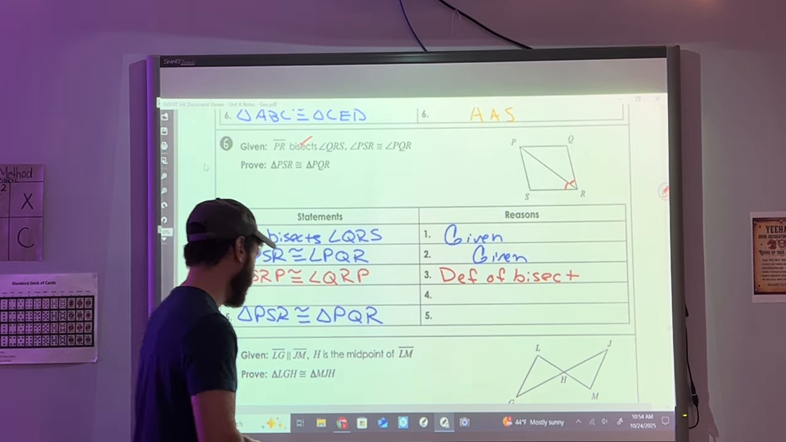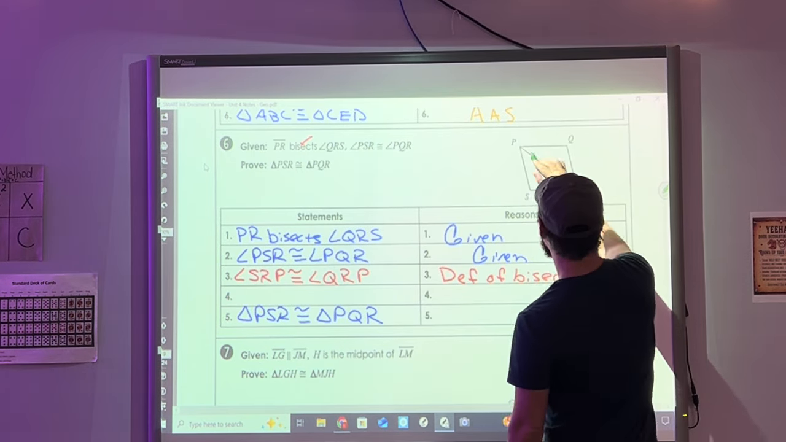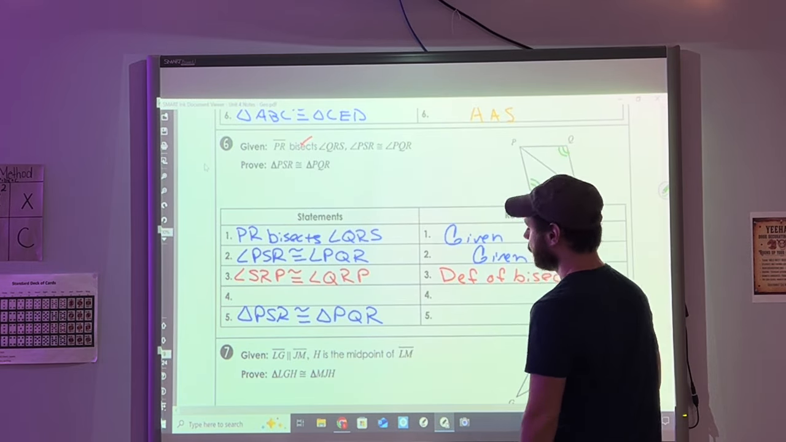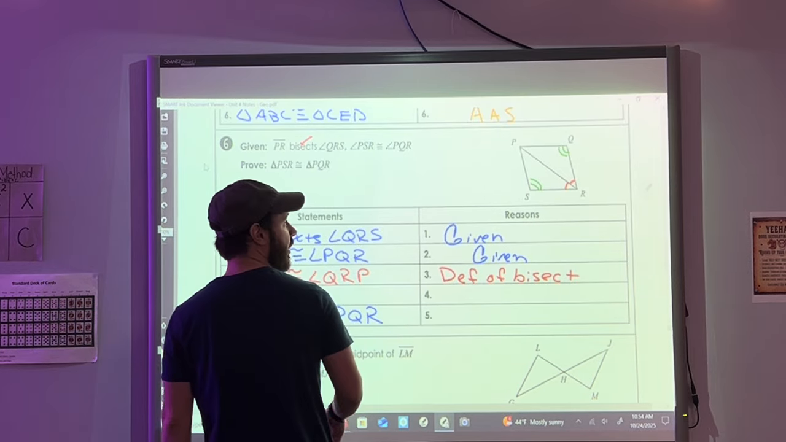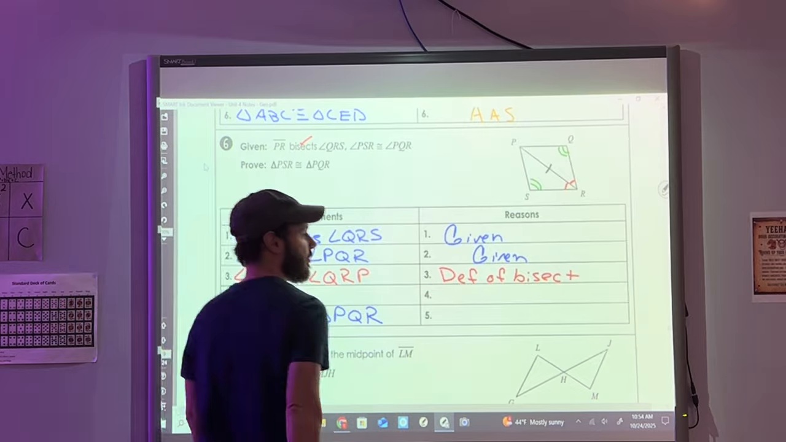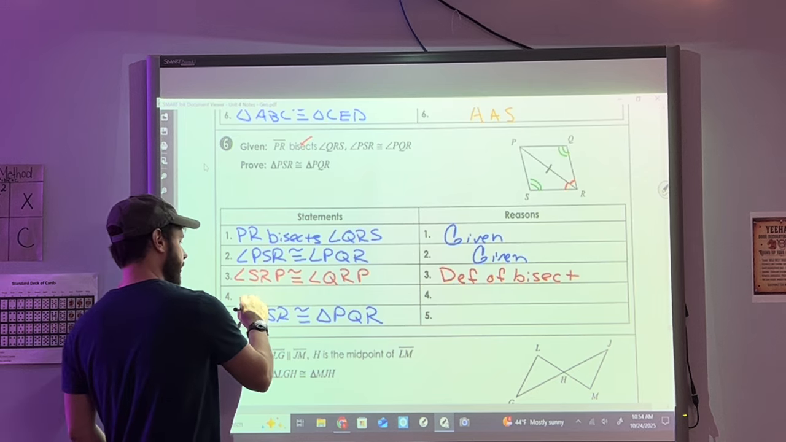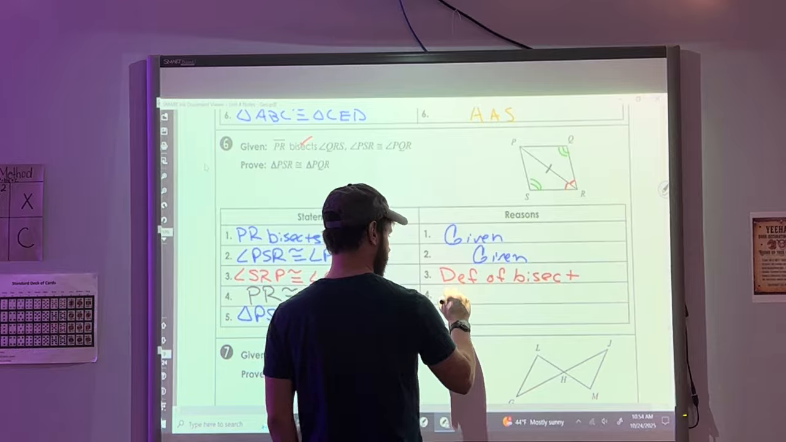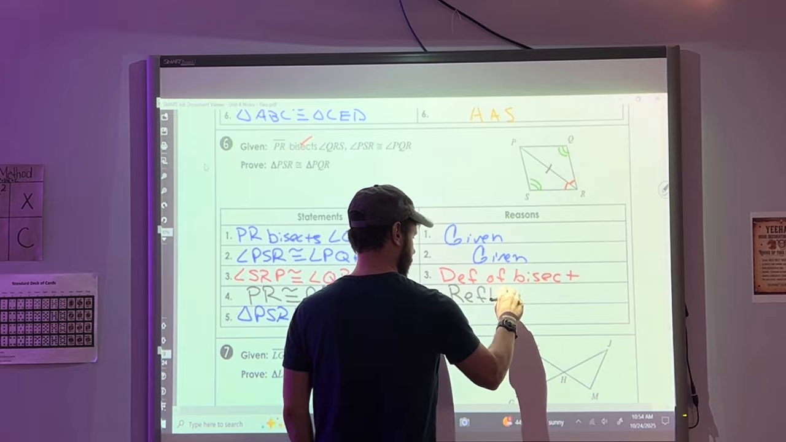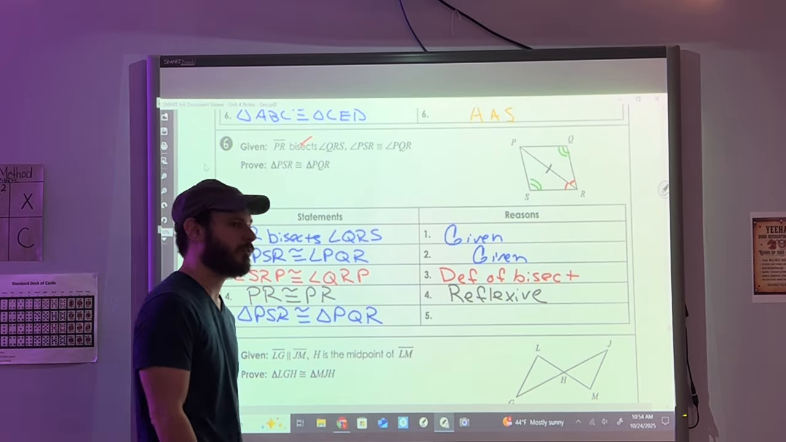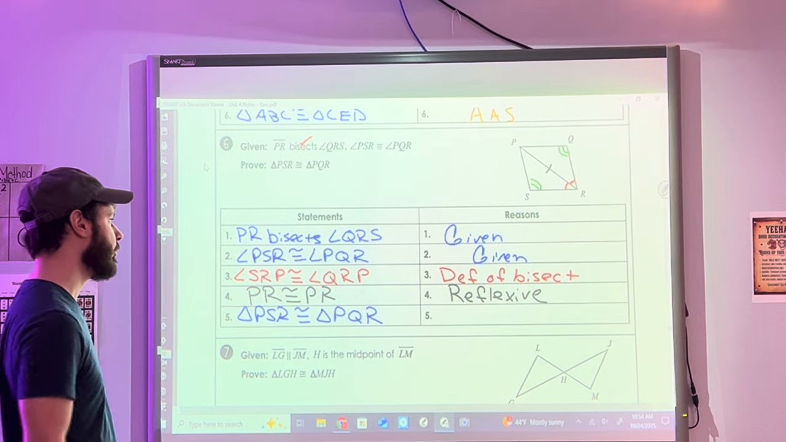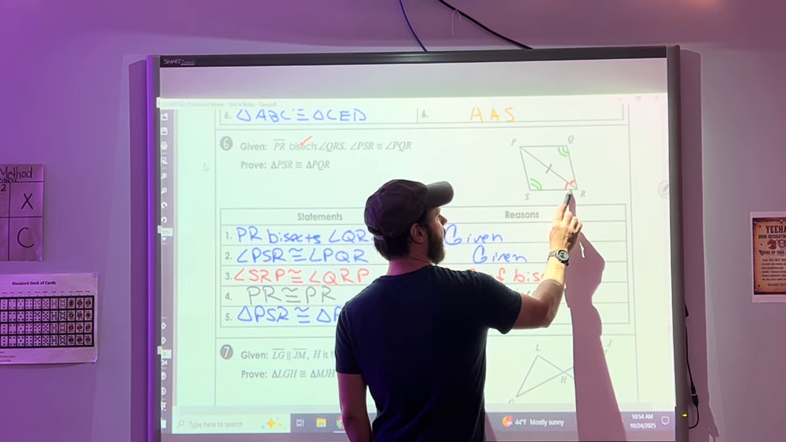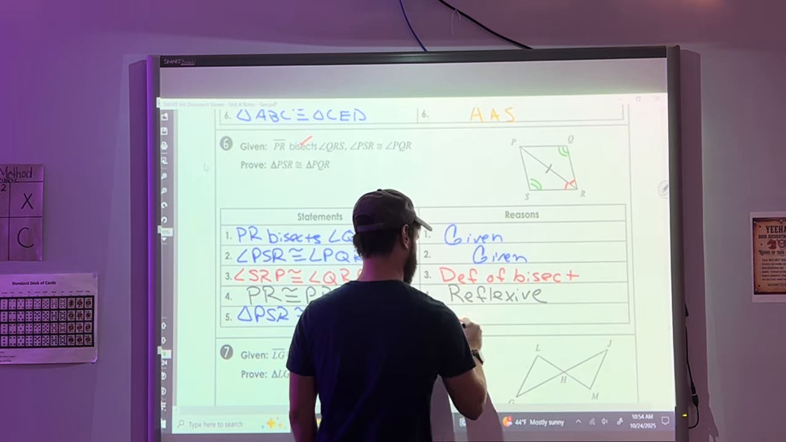I'm going to continue to label my picture. It tells me that PSR, that one, is going to match PQR, that one. And then in this triangle, I see that there is an overlapping side. That's going to be important, always is. So PR is congruent to PR. That reason is going to be reflexive. That's my default statement. If you want to do symmetric and swap it out, you go for it. I just like reflexive. Now I see that I have angle, angle, side, angle, angle, side.